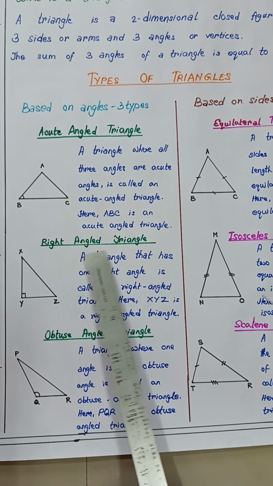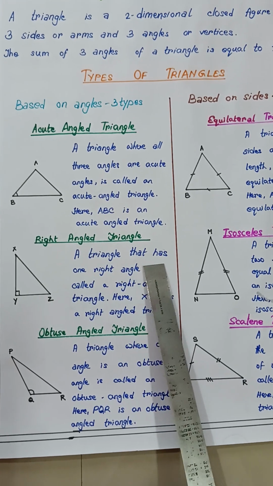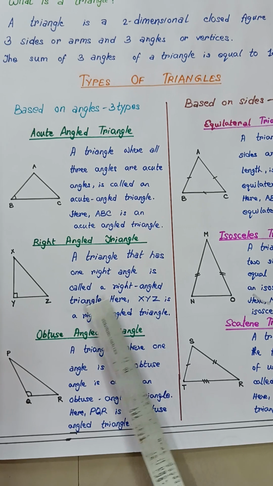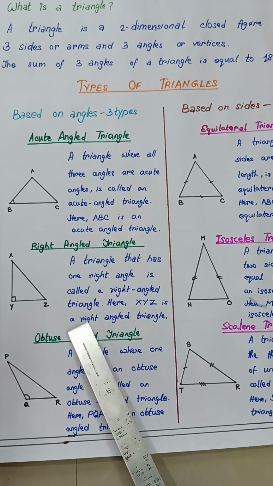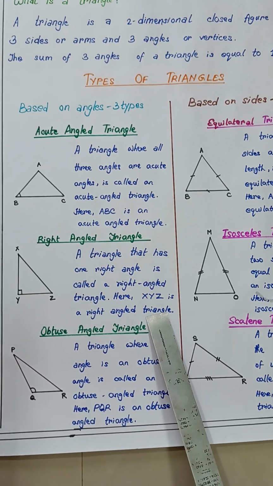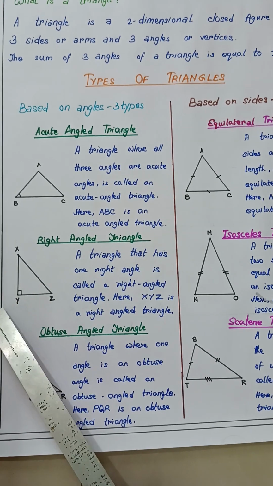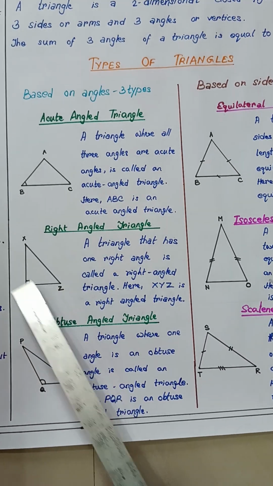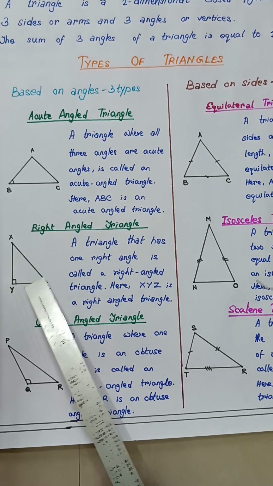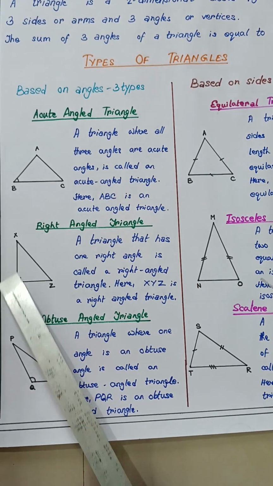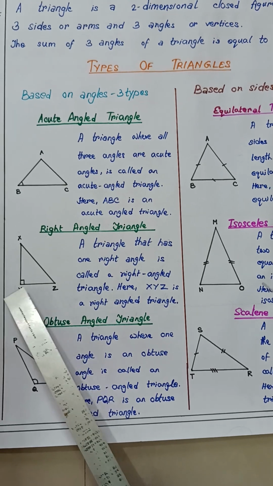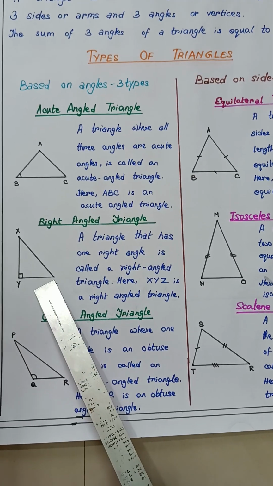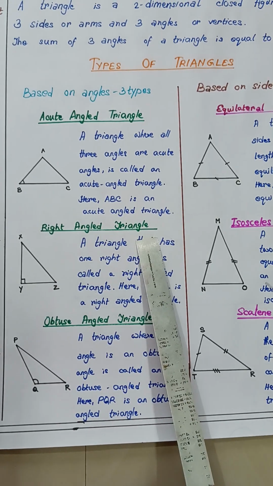Next is the right angle triangle. A triangle that has one right angle is called a right angle triangle. Here in the figure XYZ is a right angle triangle. So everyone follow this figure. Here three straight lines XY, YZ and XZ form this triangle where the right angle is at Y. So as this triangle has one right angle, it is called a right angle triangle.